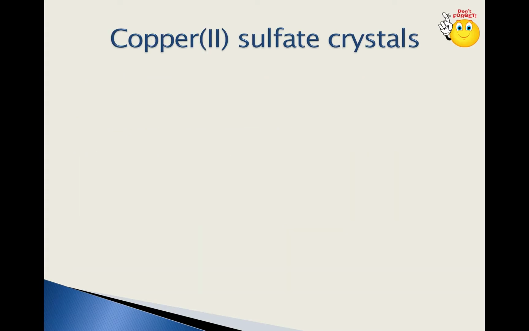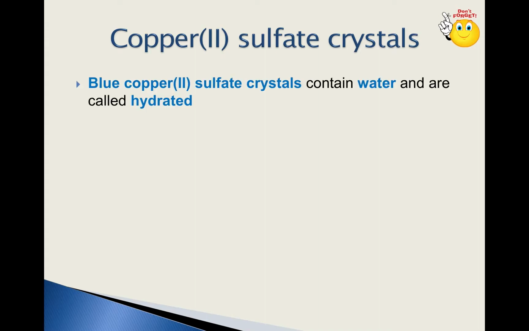Let's look at some reversible reactions. Some of these reversible reactions you may have seen at GCSE. And this is a very popular reversible reaction. It involves copper sulfate crystals. Blue copper 2 sulfate crystals contain water and are called hydrated. And that's what they look like. So blue copper 2 sulfate contains what we say is water of crystallization.